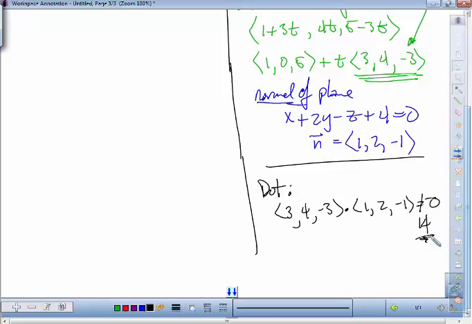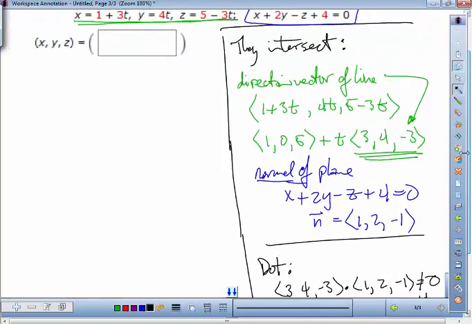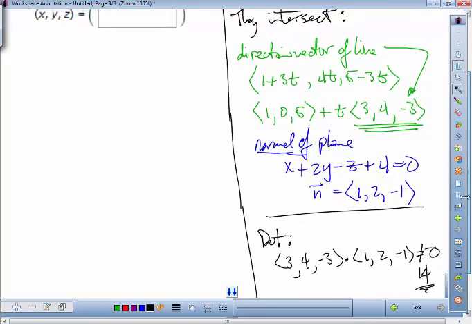Okay, but the point that it's not equal to 0 is what we really want to get at for this particular problem. So we know that these will eventually intersect, which is what they are saying here. So we're going to find the intersection. Okay? Questions so far? All right, so they will, yeah.